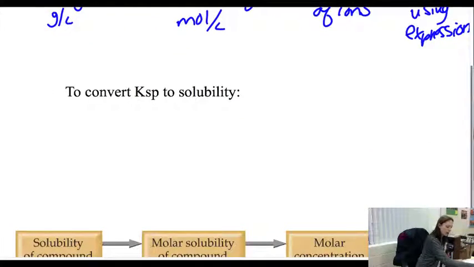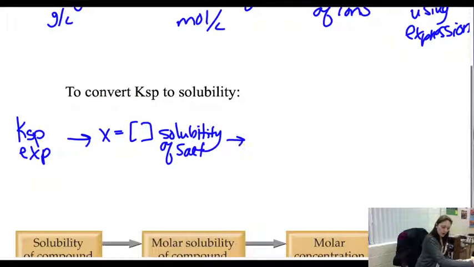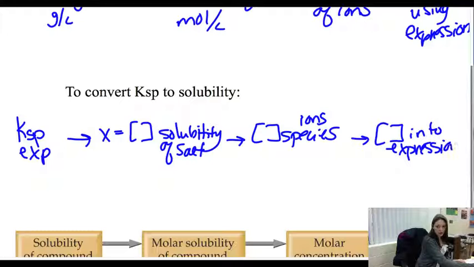If you're going to go back the other way, I could use my Ksp expression and figure out what x is, because x is going to be the molar solubility of my salt. Then I can figure out the concentration for my species, which would be all of my ions, and then I use those concentrations in my expression and solve. It's really not all that hard. Sometimes it's just annoying about what goes where.